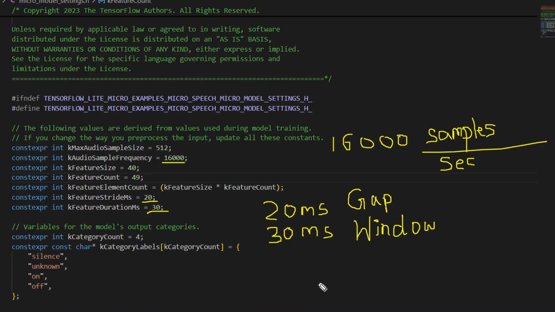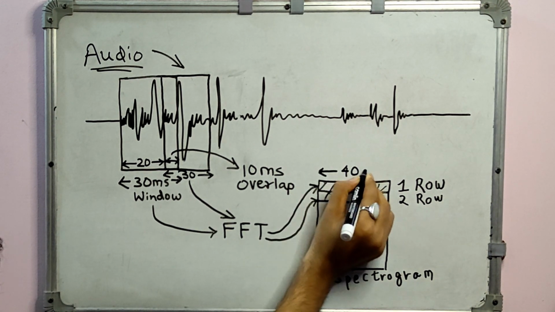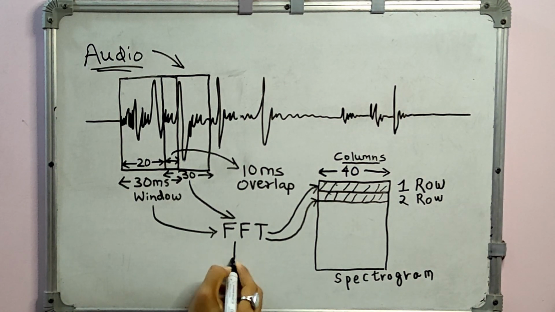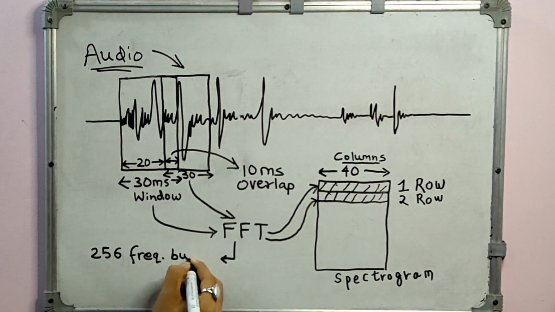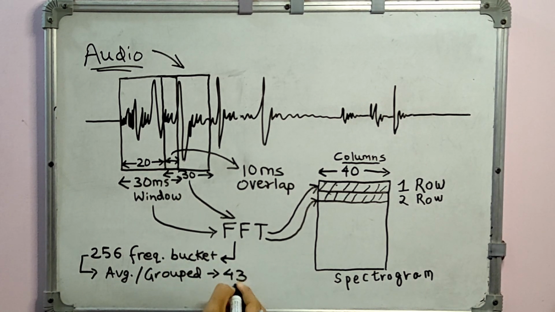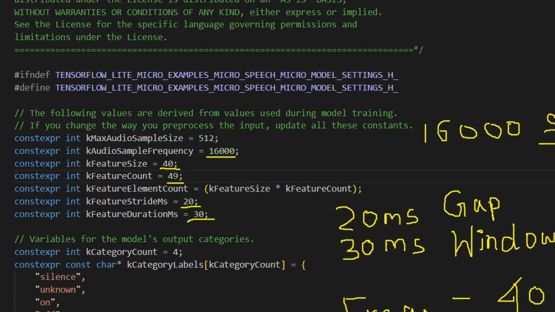Let's talk about feature size, which is 40. This number represents the columns in our spectrogram, basically the frequency components. After applying FFT algorithm, we initially get around 256 frequency buckets, and these are then grouped and averaged, which reduces them to a smaller number, around 40 meaningful features. This also helps keep the model lightweight and efficient.